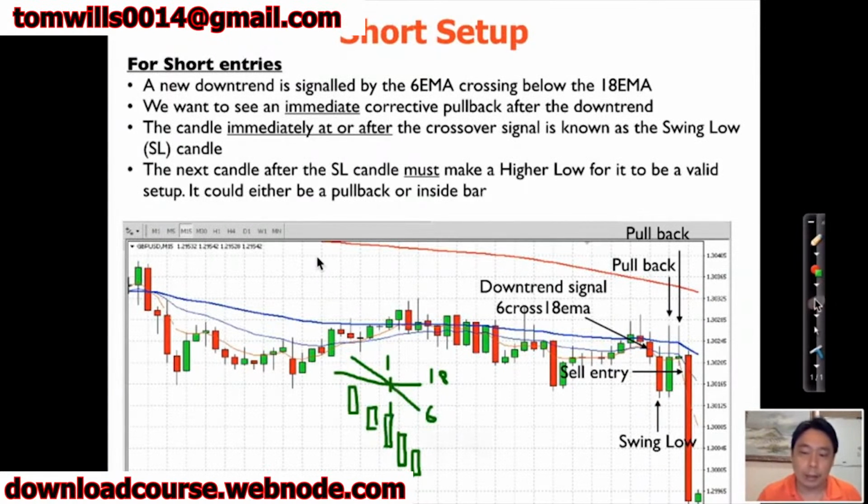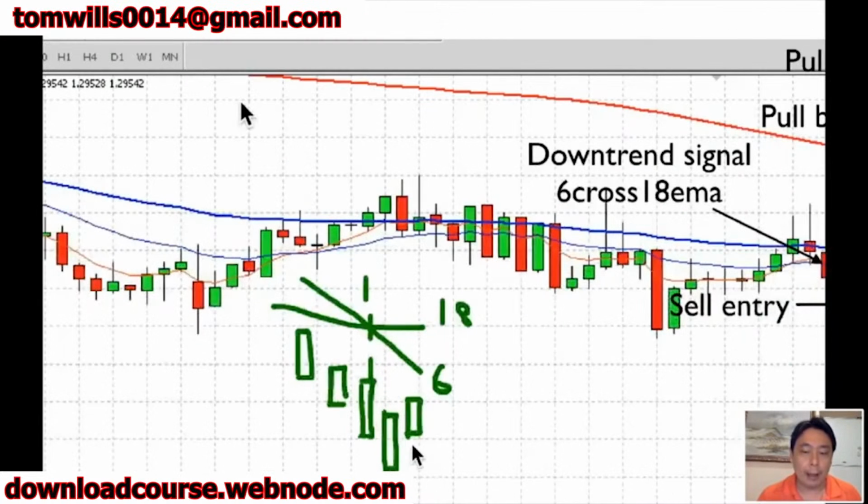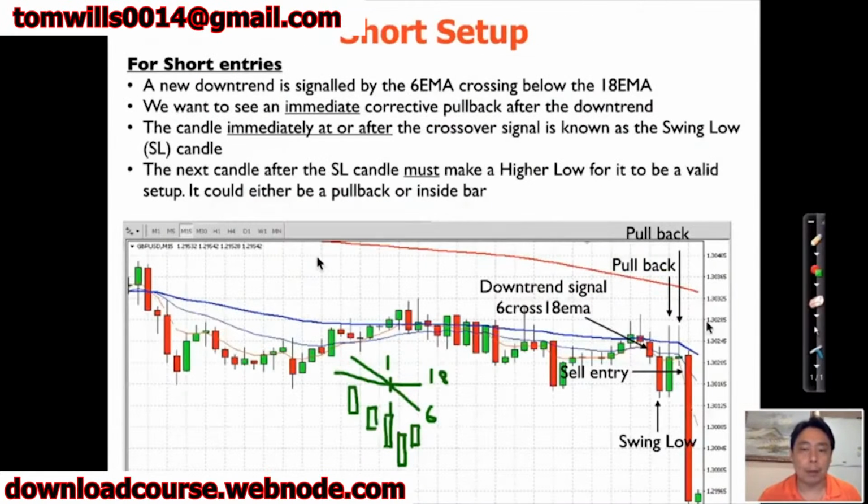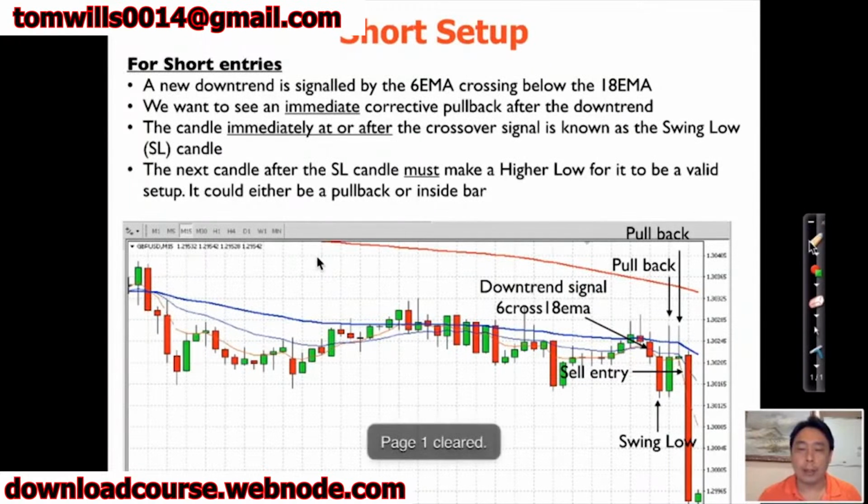So the next candle following the swing low candle has to be a pullback candle or an inside bar. It has to pull back, making a higher low and a higher high, or a higher low and a lower high, creating an inside bar. All right, so it's the same thing. So once again, let's go to the rule so we understand it clearly.